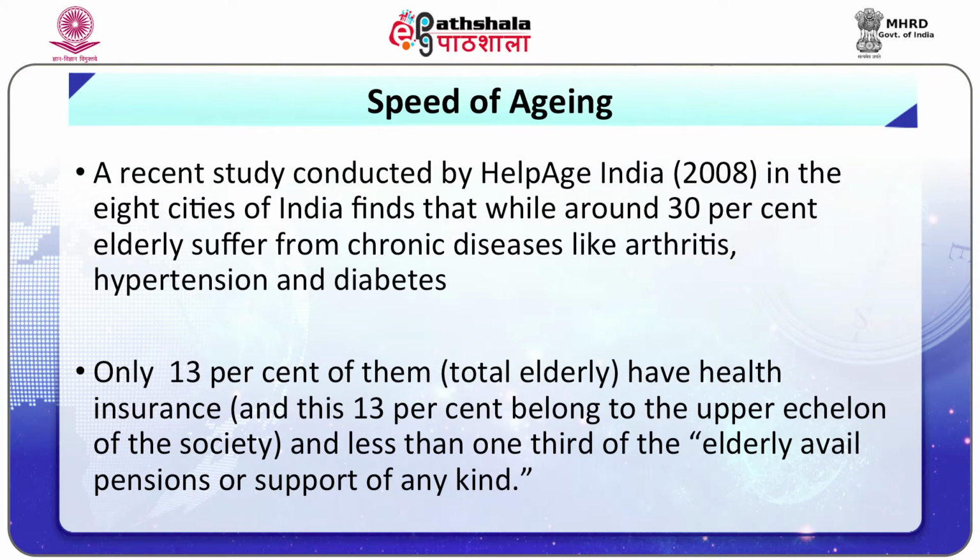A recent study conducted by HelpAge India in 2008 in 8 cities of India finds that while around 30% of elderly suffer from chronic diseases like arthritis, hypertension and diabetes, only 13% of them, that is of the total elderly, have health insurance, and this 13% belong to the upper echelon of society, and less than 1/3 of the elderly avail pensions or support of any kind.